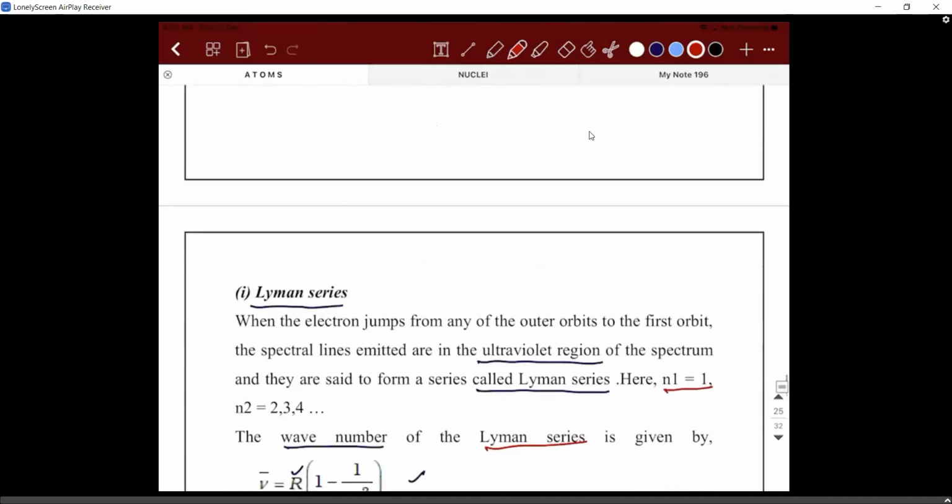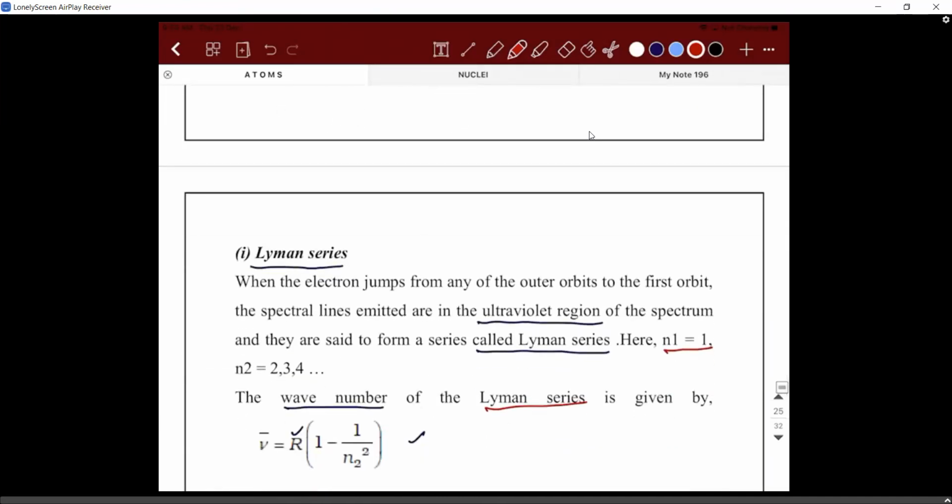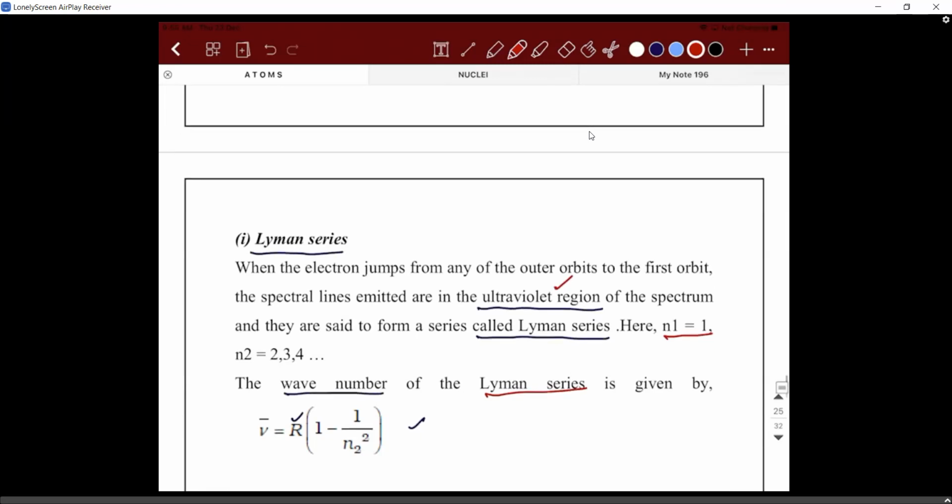So if you calculate the frequency, under what region of the electromagnetic spectrum will you get the value? You will get it in the ultraviolet region. Okay. So sometimes in the question they can ask, they'll put a question like this: the electron is jumping between two orbits such that the spectral series belongs to the ultraviolet region.